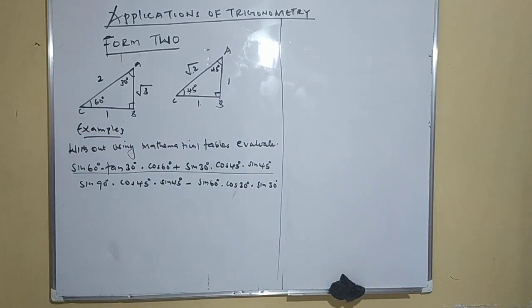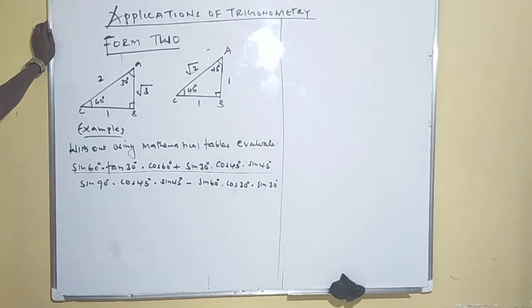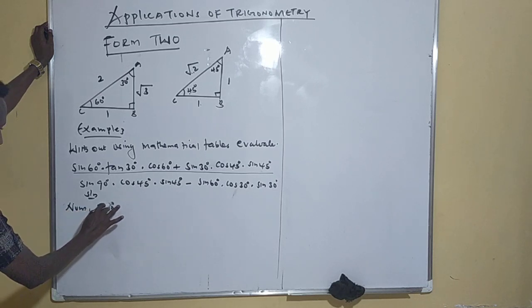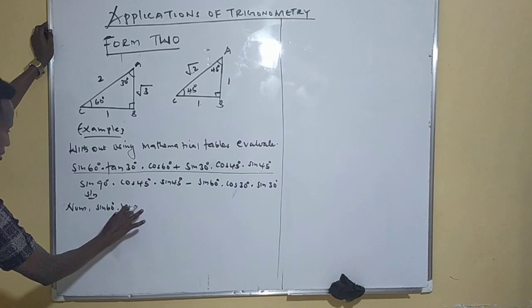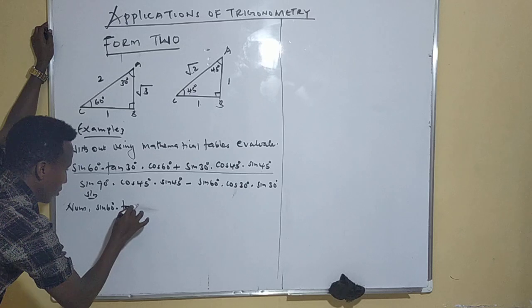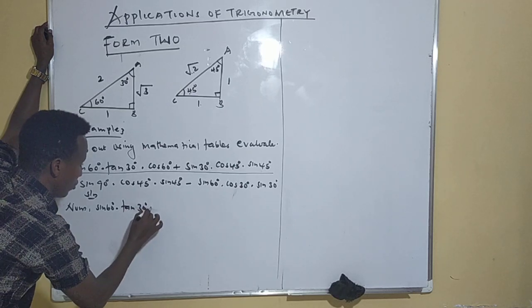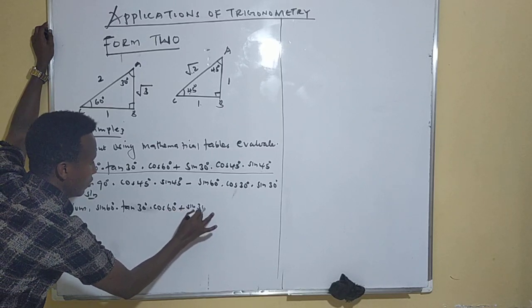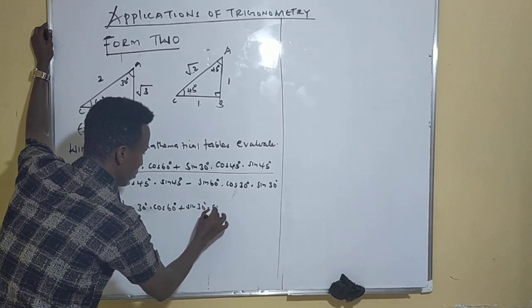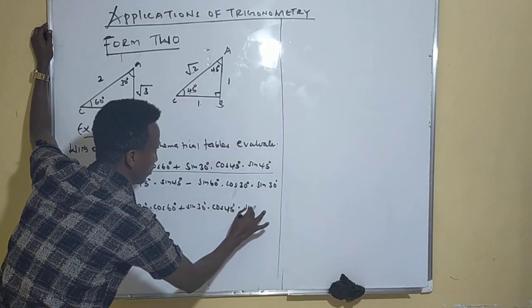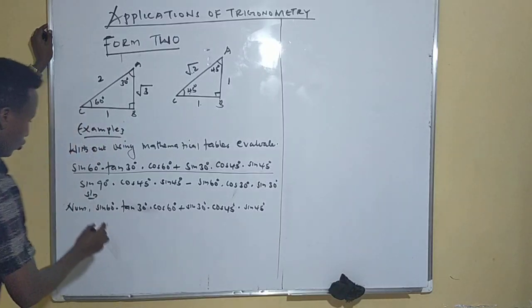The question will carry 4 marks in case you see, remember. Let me start with the numerator solution. I have my numerator as sine 60 dot tan 30 dot cos 60 plus sine 30 dot cos 45 dot sine 45. So let's go and see.